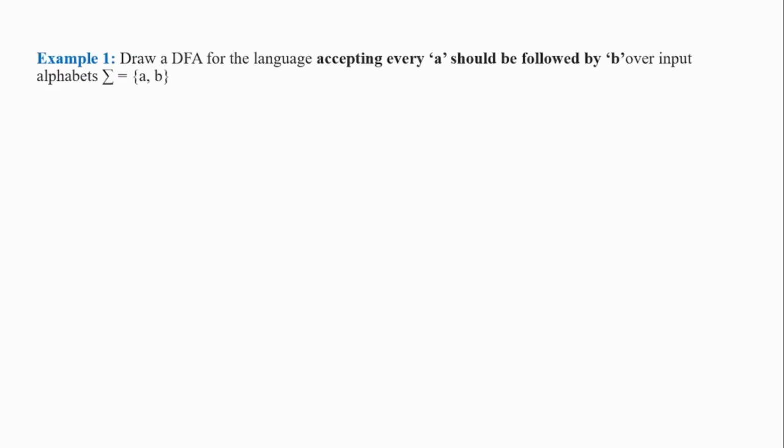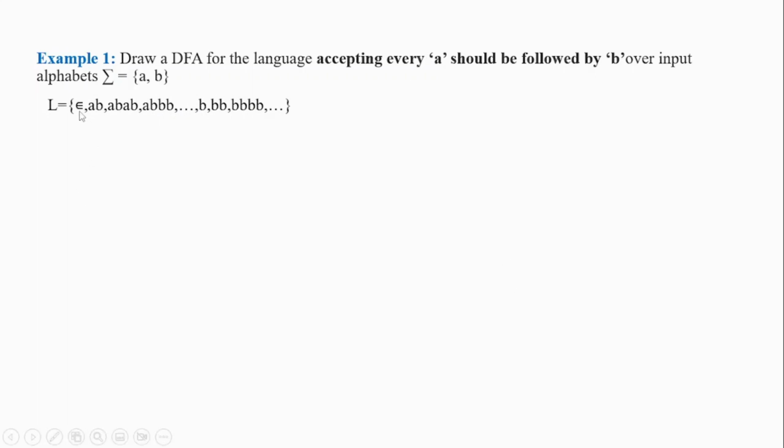Let's get started. The next example is: draw a DFA for the language accepting every A should be followed by B. So the string, if it has A, always has to be followed by B. You have to understand the question properly. The question says every A should be followed by B. Only if there is an A, then it should be followed by B, right? So the language will include the empty string. It does not say anything about only B's or something. If it has A, then it should be followed by B. So that is the question.